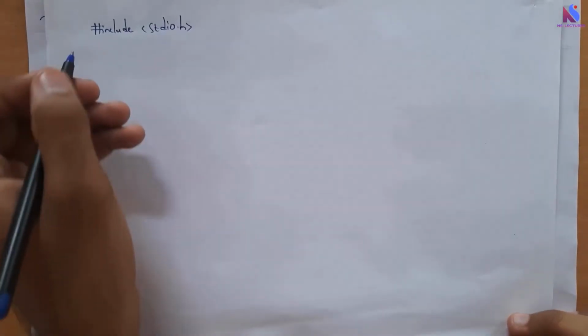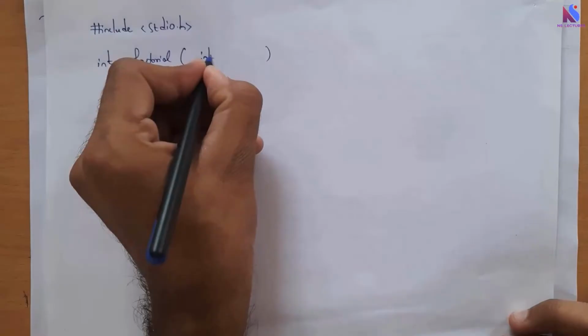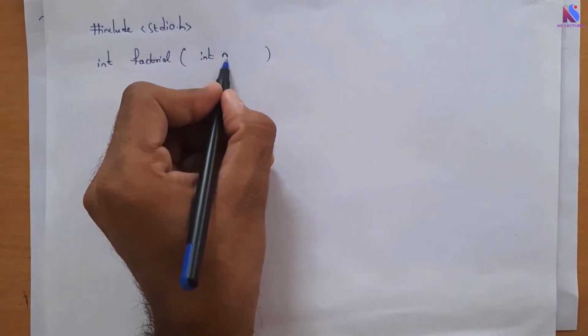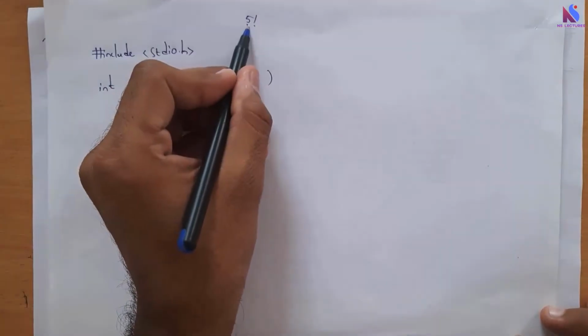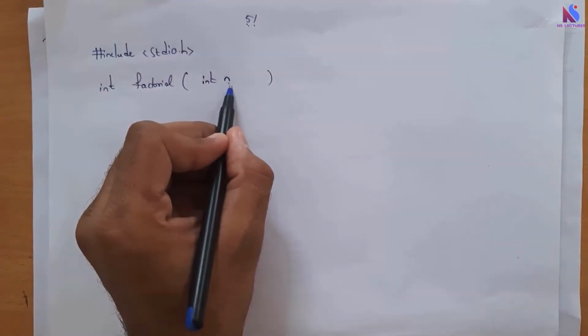Now I will explain the program to find the factorial of a number using recursion. At first I wrote #include <stdio.h>. After that I wrote int and I am giving the function name as factorial. Inside this I wrote int n. n is nothing but the number whose factorial you want to find. For example, I want to find the factorial of 5. This 5 is an integer, so I wrote here int n, where n will store the number.